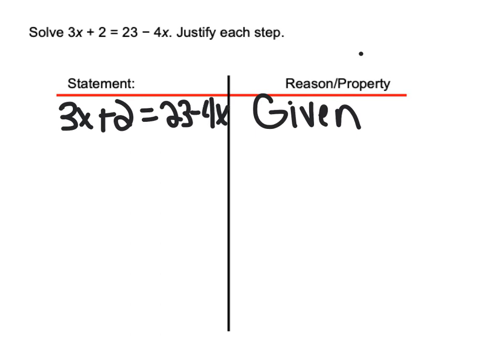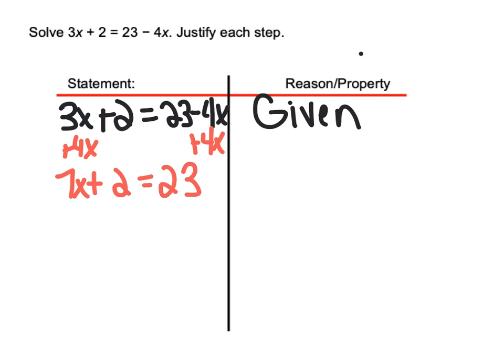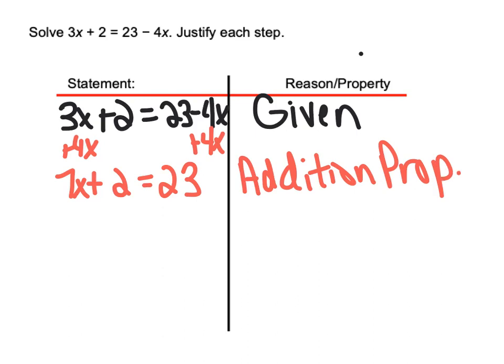Okay, so then we just want to solve the equation. And in order to solve the equation, the first thing that I would do is add 4x to both sides. This is just me showing my work in this step right here. So now I have 7x plus 2 equals 23. When I give my reason, I always put it next to my result. So what I did was I added on both sides, so that would be the addition property of equality. I'm going to abbreviate that addition property.